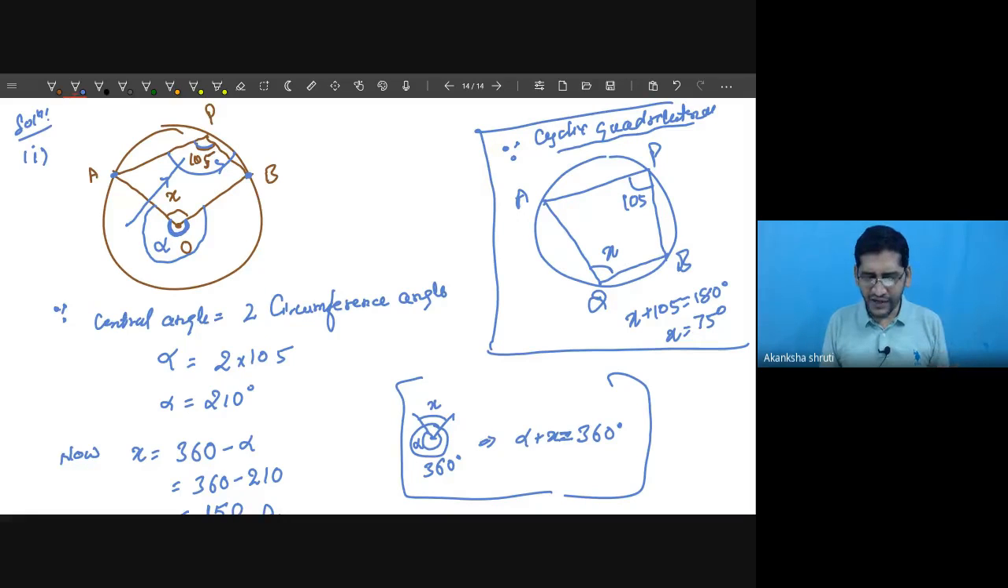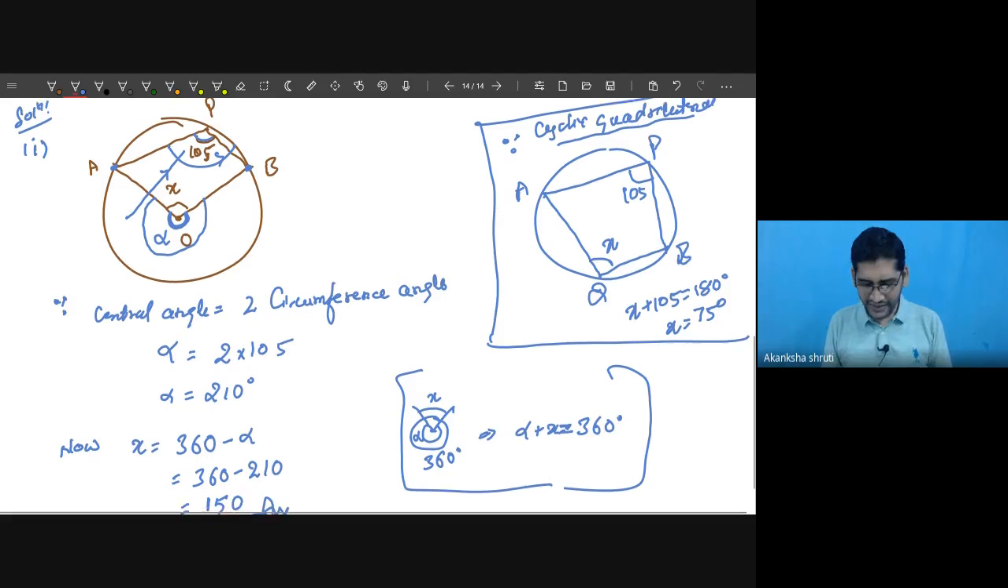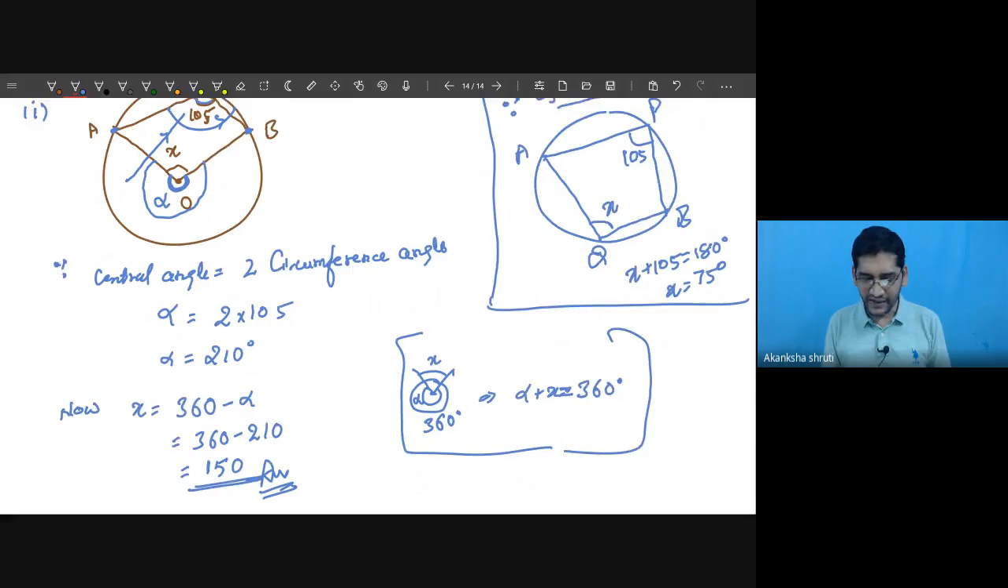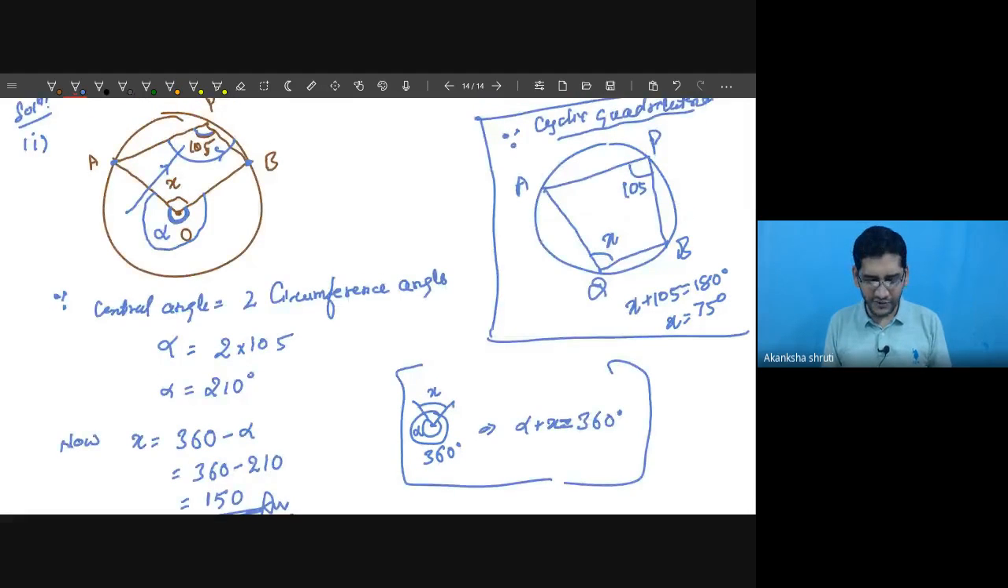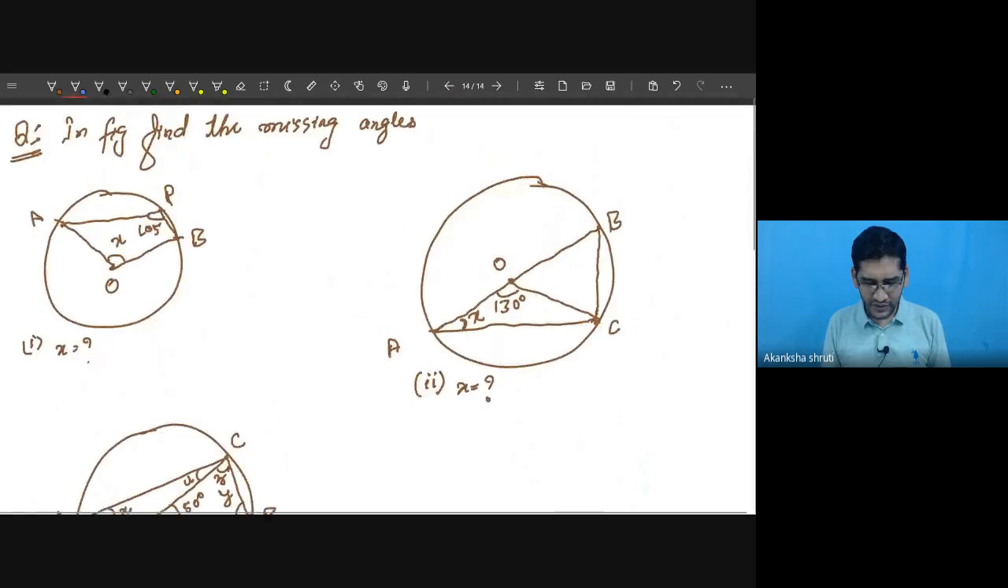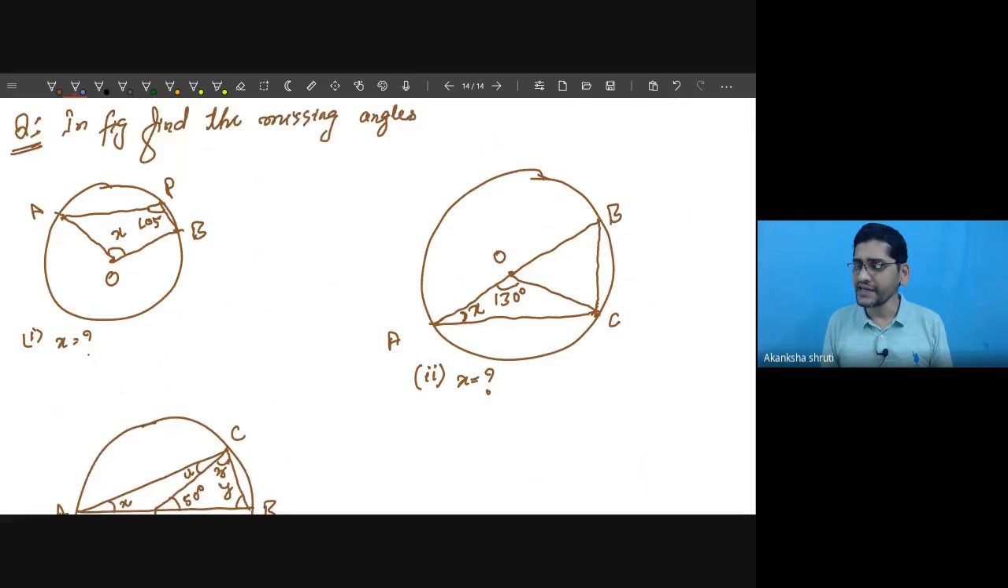But be careful, considering the angle at the center, it should be in the same direction as the angle formed at the circumference. Okay, that's why our students are committing mistakes, though last day I had explained such kind of question. Okay students, the first question is very easy, you please do it. Now coming to the second question, what will be the value of X?